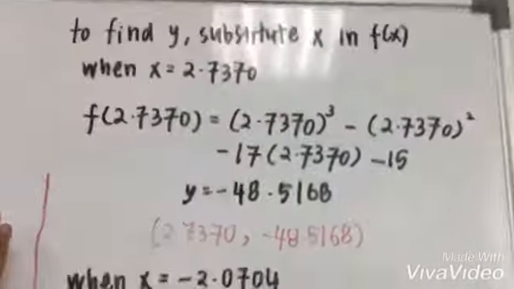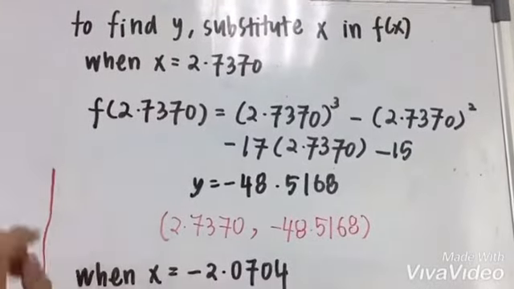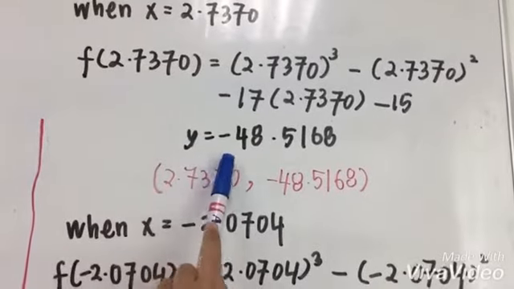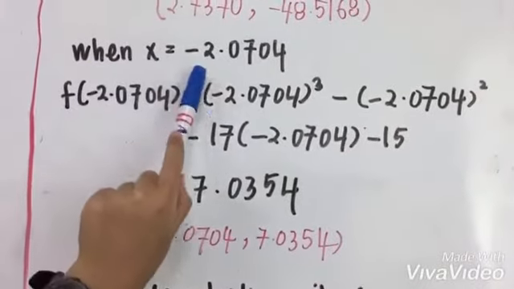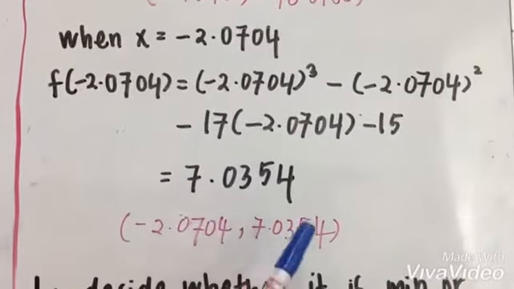And to find y, we have to substitute x into the function f of x, where firstly, when x equals 2.7370, we'll substitute it, and we'll get y equals negative 48.5168. This is the point. And when x equals negative 2.0704, y is 7.0354. This is the point.